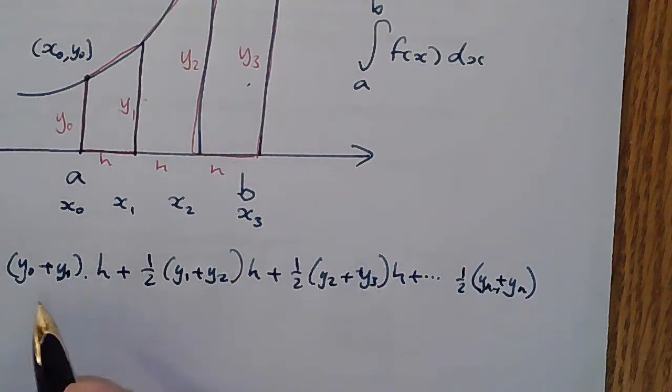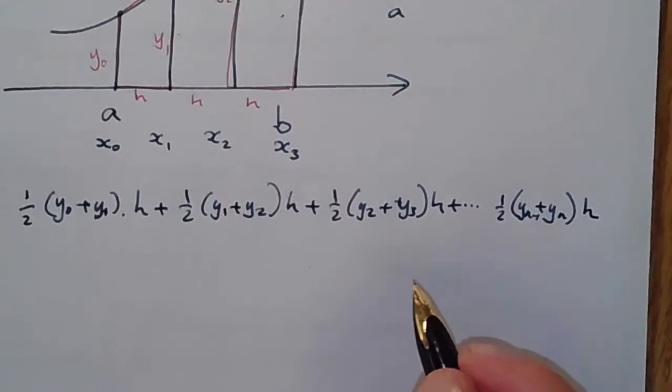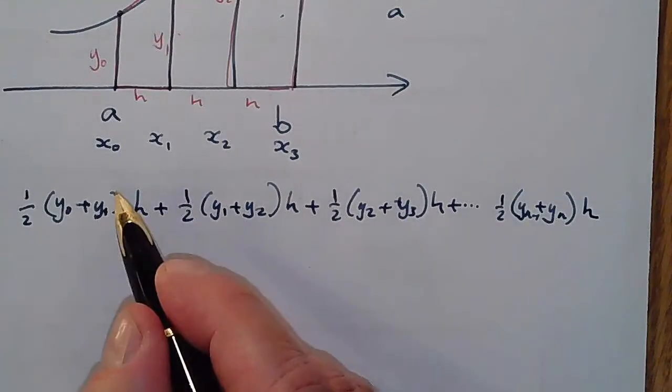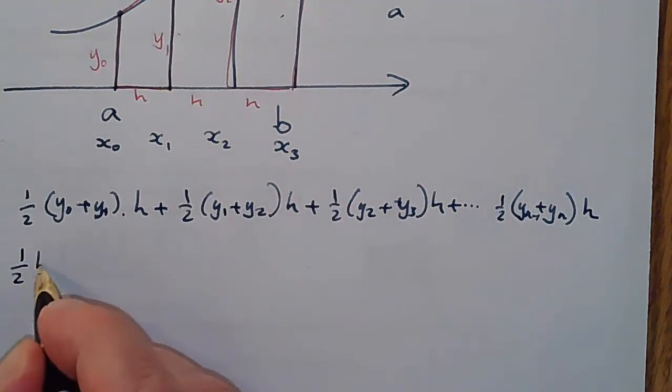For the case I've drawn, it's just these 3. But if there are a lot more strips, I'd go all the way up to the last one, this one, times h. But this is an inefficient way to do the calculation, because every single one of these terms has got a half and an h. So I can take out a common factor of a half h.